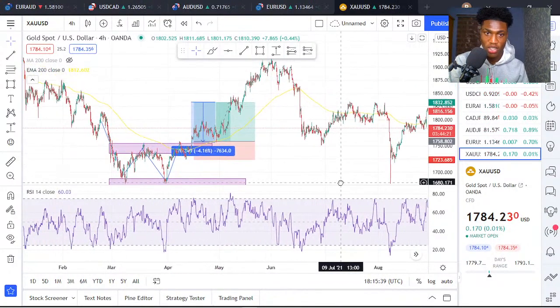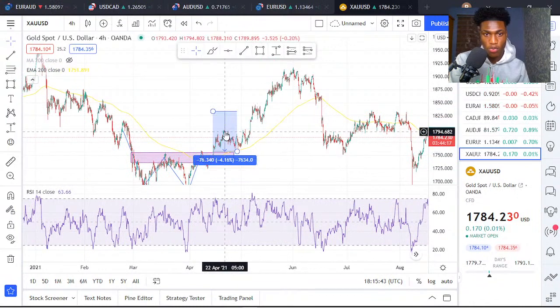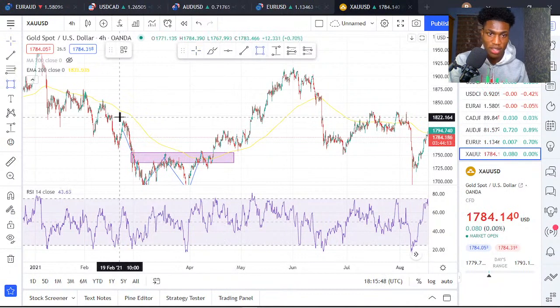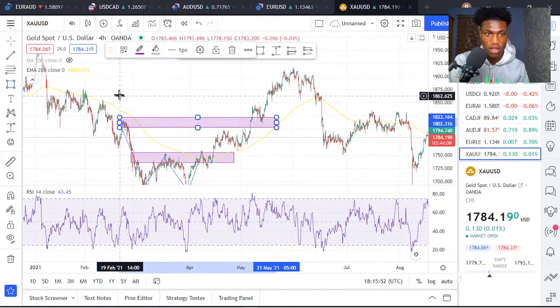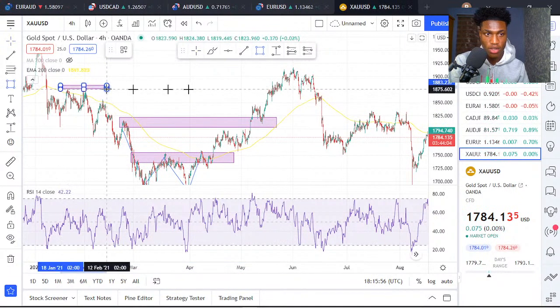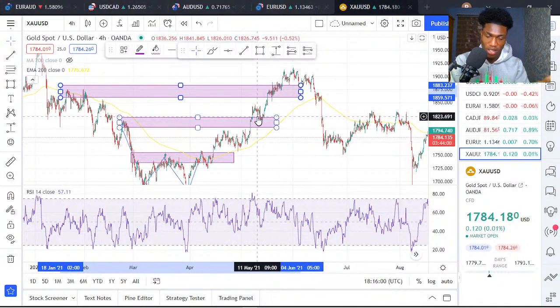Another way to get your take profit levels is to use previous levels that market has touched or tested, like you have here. You also have that level around here. So you can see that price still tested those levels.